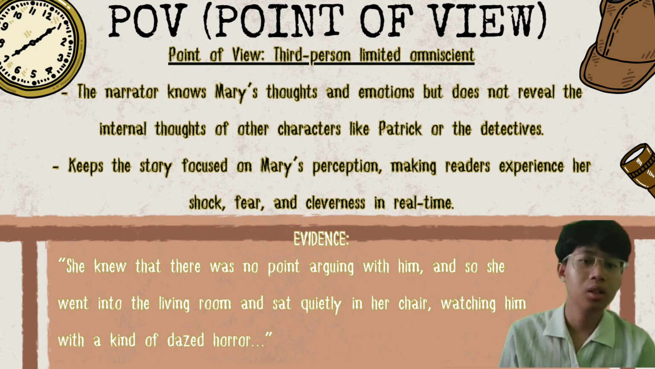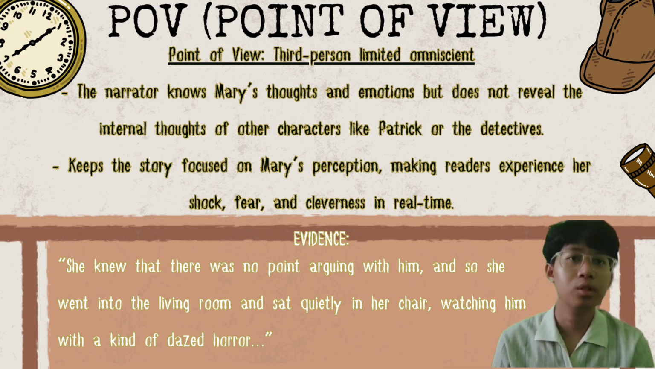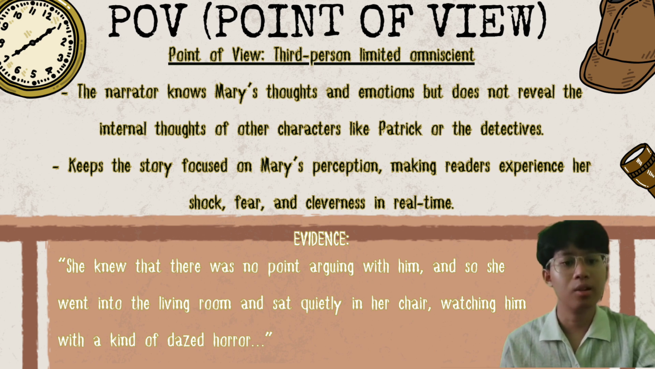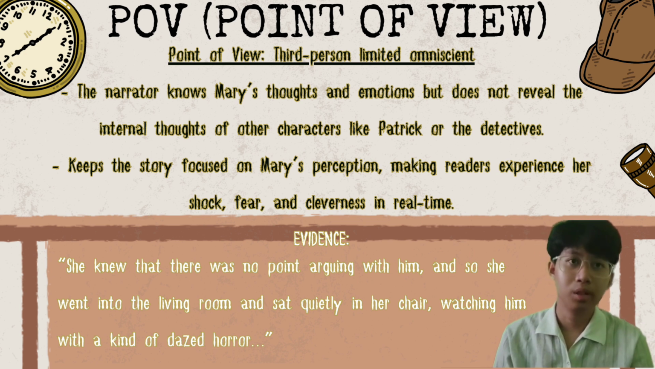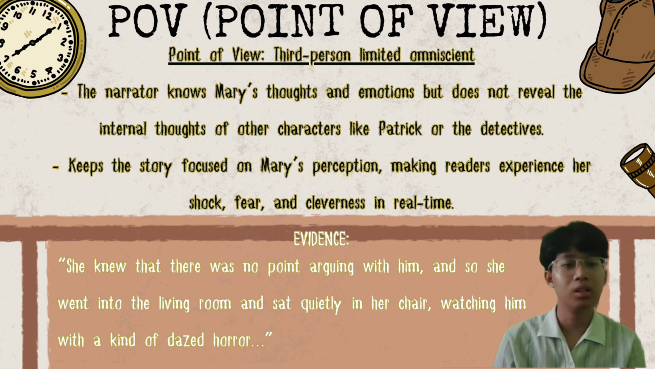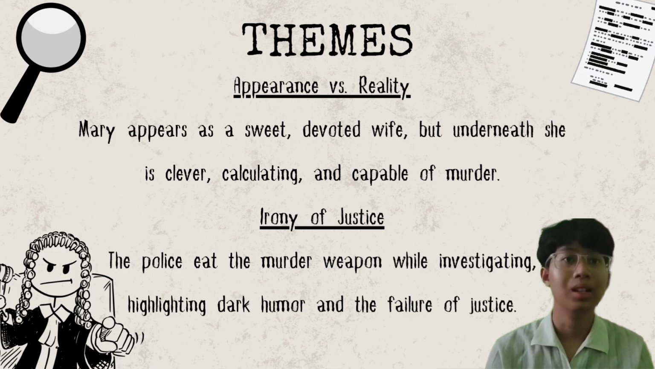For example, after Patrick's announcement, the narrator tells us she went into the living room and sat quietly in her chair, watching him in a kind of dazed horror. This limited perspective builds suspense because readers only know what Mary knows. We see how she processes betrayal and plans her cover-up, but we are left in the dark about whether the detectives will catch her. This keeps us engaged until the very end. Now, let us explore some key themes in the story.